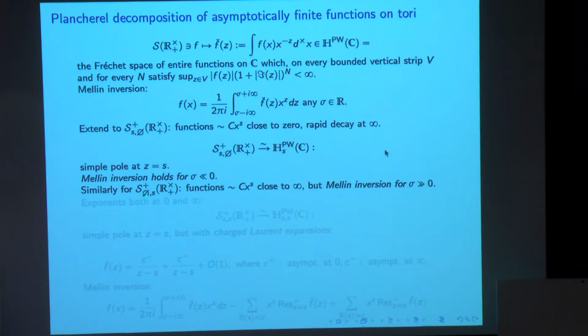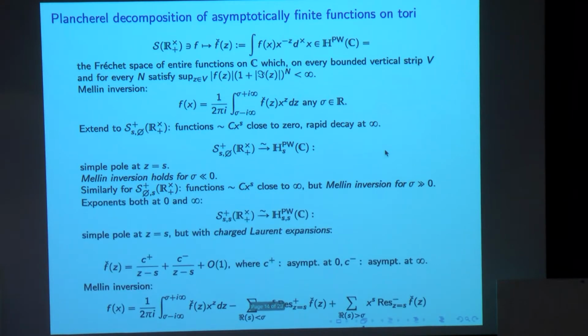Similarly, you can take functions which are asymptotically finite at infinity with exponent s. And then the same story holds, except that for the Mellin inversion, you have to take sigma very, very large. So we can develop here a nice dictionary to play with these kinds of functions. These are elementary problems. What will happen when we have exponents both at 0 and infinity? Well, now the poles at s will mix. We have to separate them.